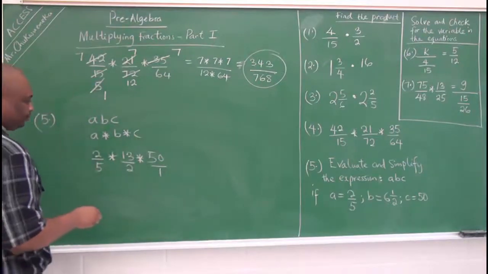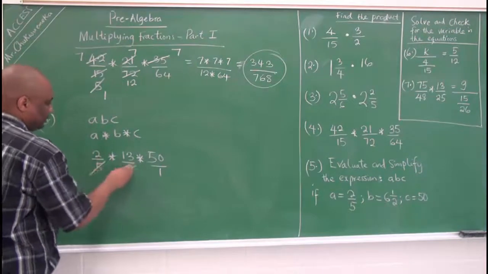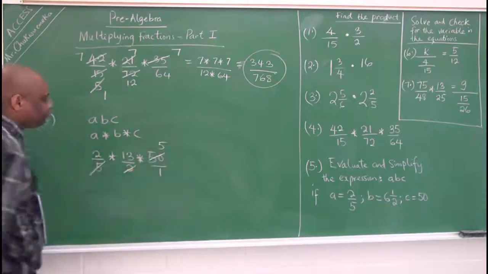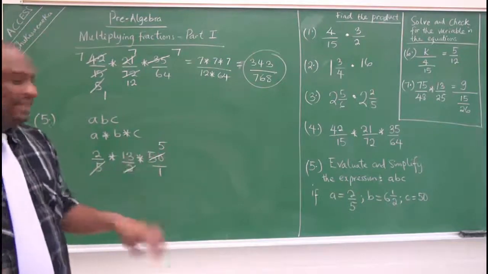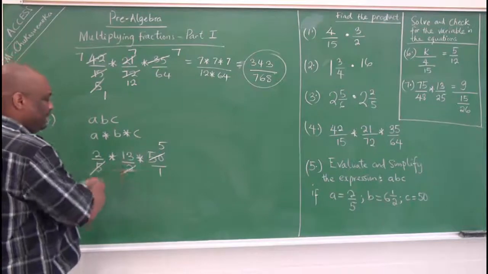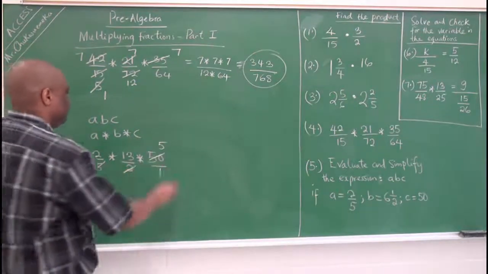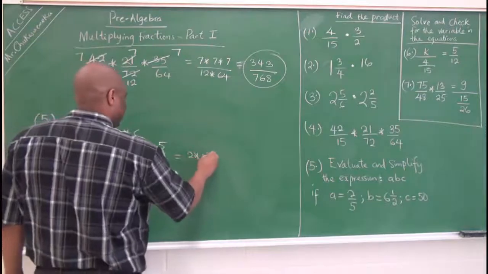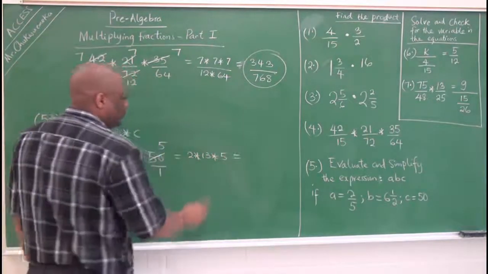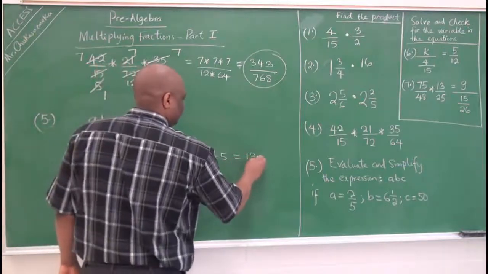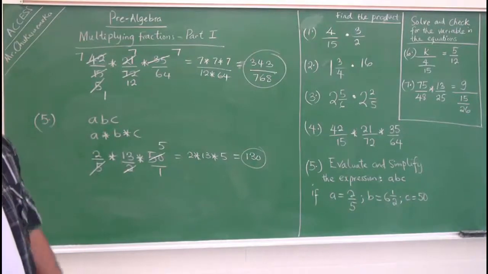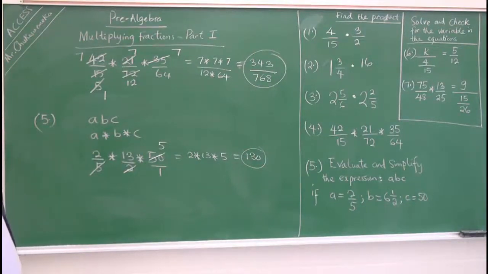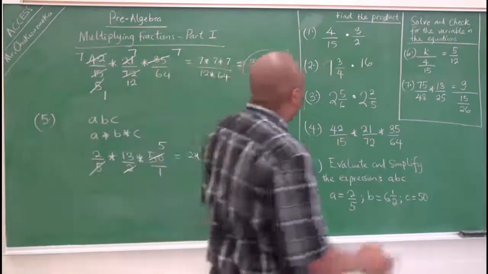Okay, so 5 times 2 is 10. 10 divided into 50 is 5. Do you understand the trick I did? Well, it's not a trick, but I know 5 times 2 is 10, and I know that 10 divided into 50 is 5. So this is now 2 times 13 times 5. 2 times 5 is 10. 10 times 13 is 130. Or 2 times 13 is 26, and 26 times 5 is 130. Okay. So I can erase this now.